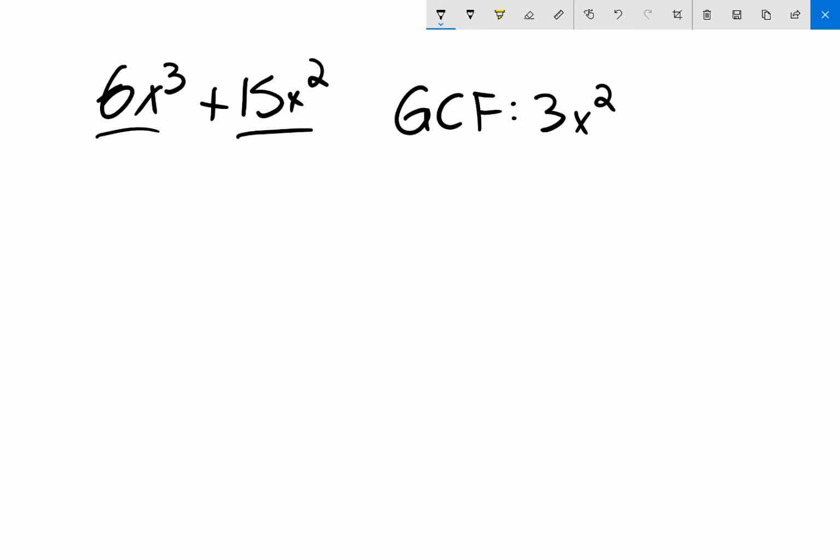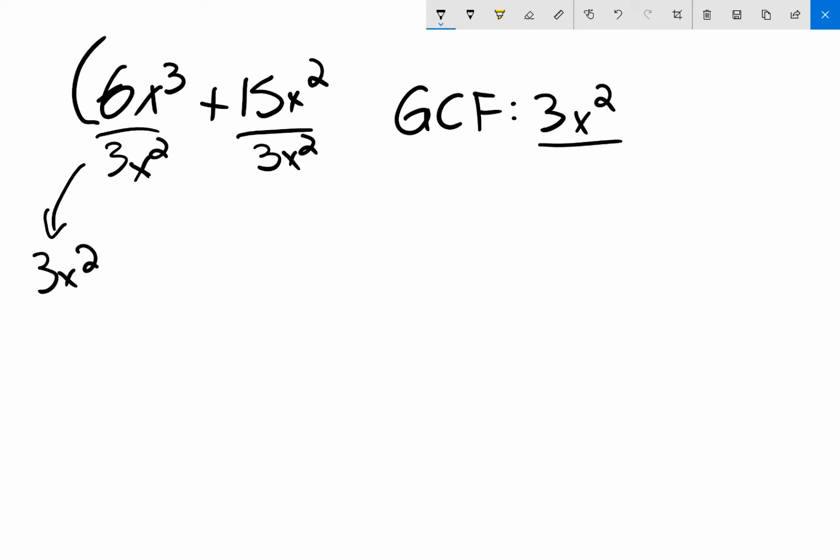So what you're going to do is divide both terms by that 3x squared. Divide this term by 3x squared and the second term by 3x squared. That GCF that you're dividing out isn't just going to disappear. We're putting it in front of the polynomial. So imagine this had parentheses around it. Now you're taking the 3x squared and putting it in front of those parentheses. And then inside the parentheses is what's left after you've divided that out.